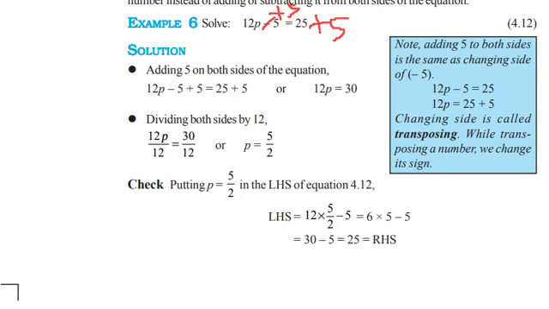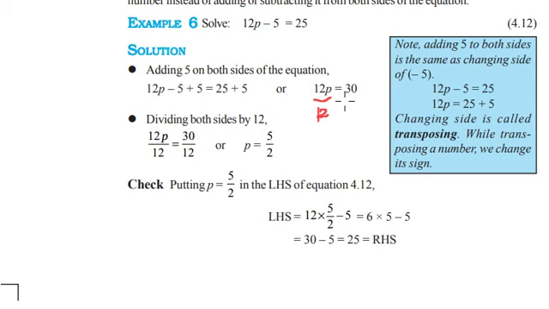Plus 5 and minus 5 get cancelled. On the left hand side we are remaining with 12p, is equal to 25 plus 5, which is equal to 30. 12p is equal to 30. Dividing both sides by 12. Now let us take this equation and divide both sides of the equation by 12.